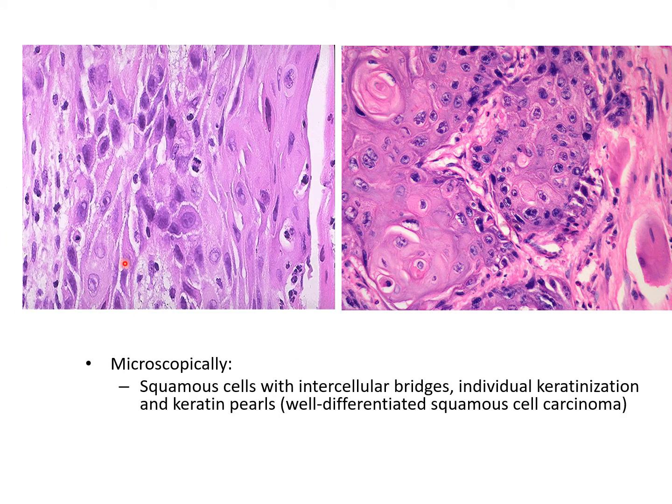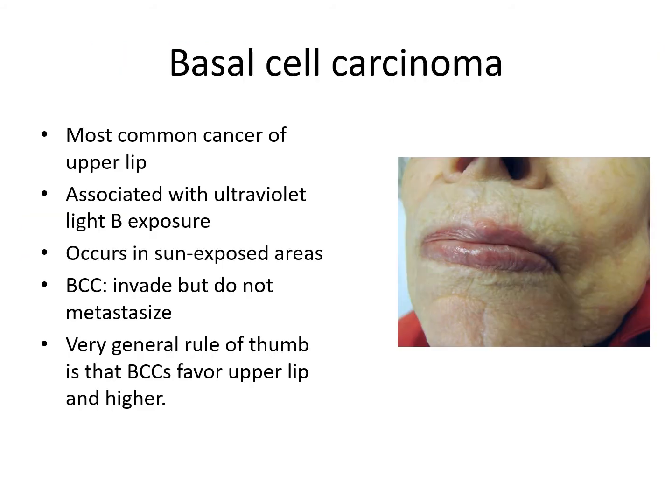Microscopically, the squamous cell carcinoma will show features typical of the squamous cells. You can see here intercellular bridges and individual keratinization, and also keratin pearls. So these are all features that are common in squamous epithelium, and this is a well-differentiated squamous cell carcinoma.